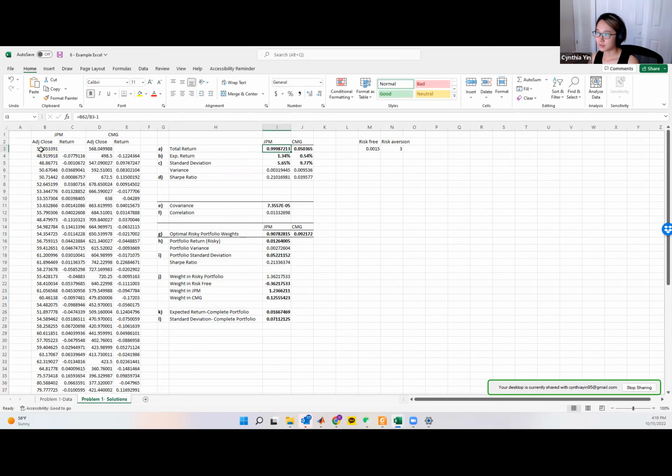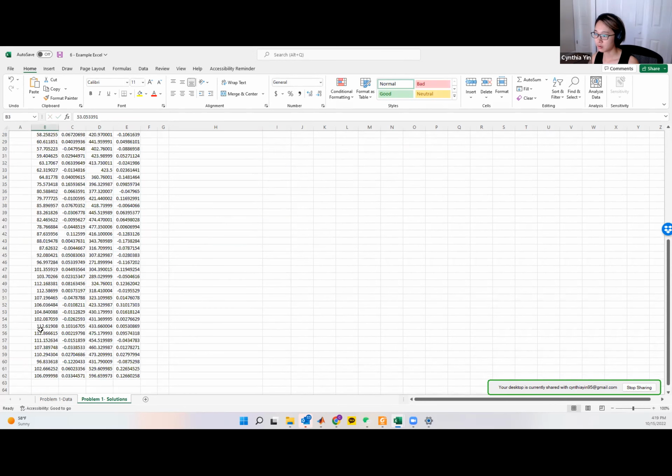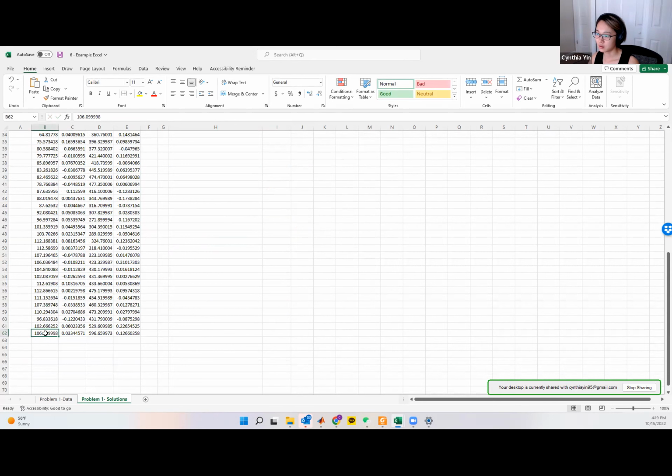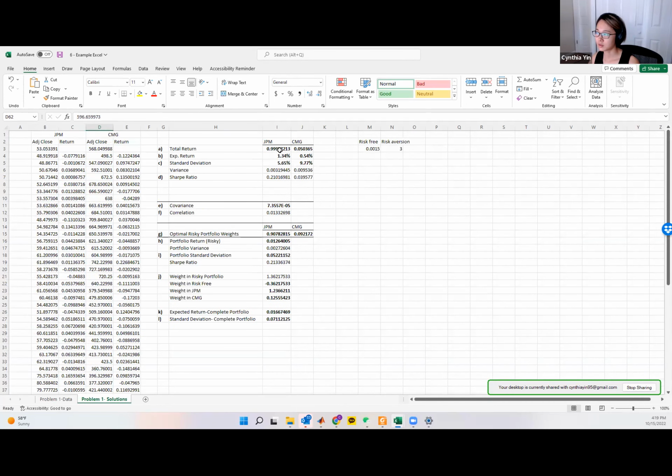It means from the first month all the way to last month. So here you can see this cell is B62. This cell is D62. So the total return of JP Morgan is B62 divided by B3, the first price, minus 1. This is the total holding period return. And the total holding period return for Chipotle is just D62 divided by D3, the first price, minus 1.